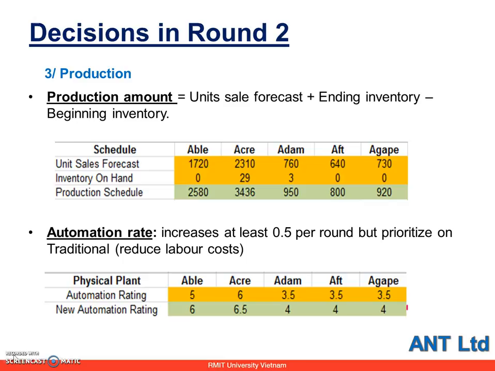In relation to automation, we decided to increase automation rates in each segment by at least 0.5 per year. But for the traditional segment, we prioritize this segment. By doing this, we can reduce labor costs, which supports our strategy.